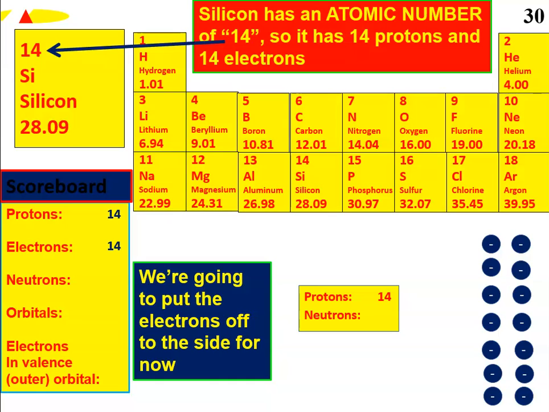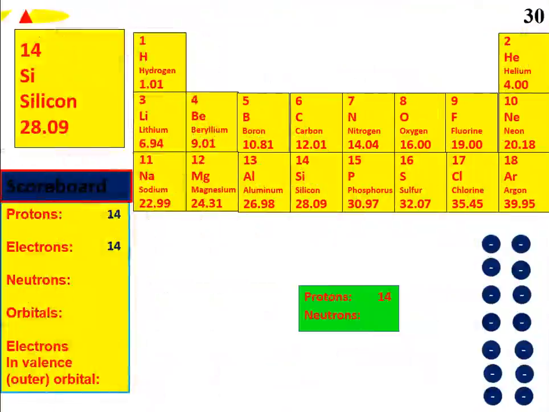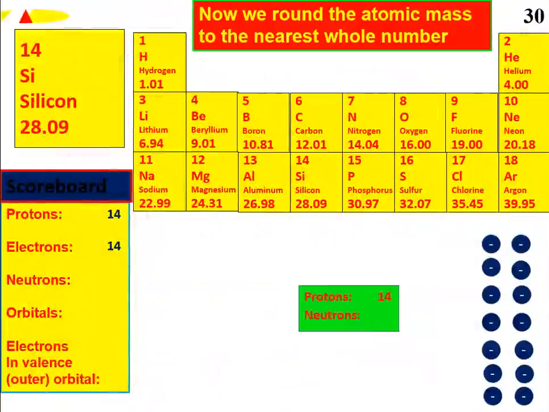Okay, now you take the atomic mass, which is the number at the bottom. It tells you two things. First of all, it tells you how much the atom weighs, what its mass is. We'll move to that slide. So now we round the atomic mass to the nearest whole number. So your typical silicon atom is going to have a mass of 28.